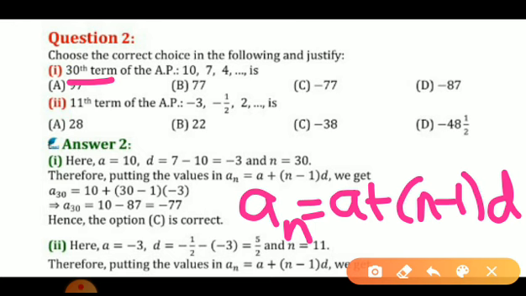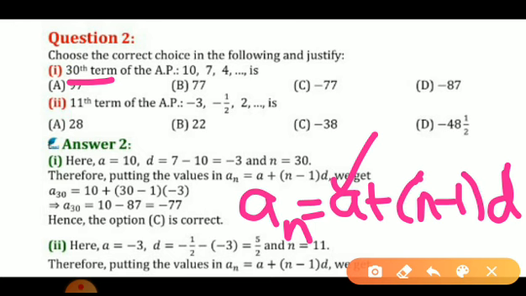That means I have to find A30. The 30th term I have to find. So the AP is given to be 10, 7, 4 and so on. That means I require the value of a, the value of n and the value of d. If I have those three quantities, you will be able to find the value of A30. Now for the 30th term, I have n equal to 30.